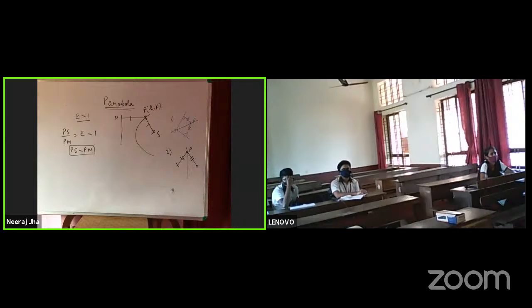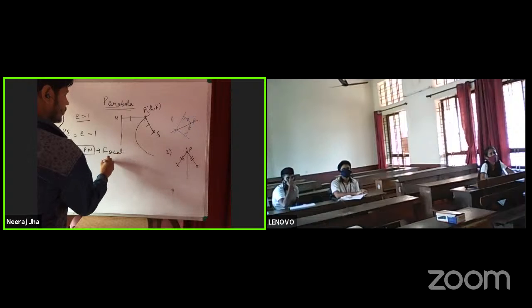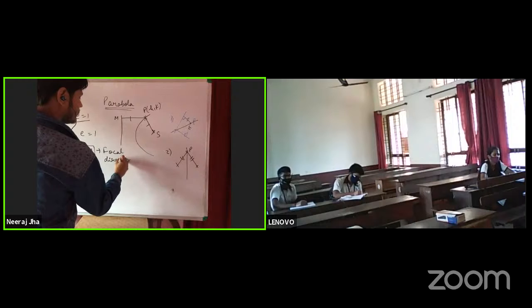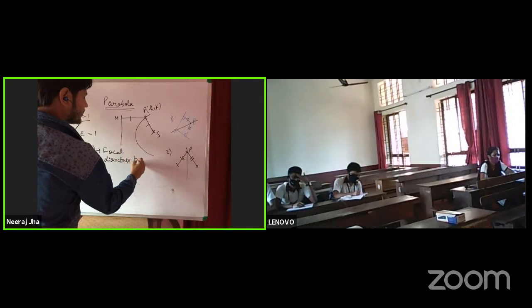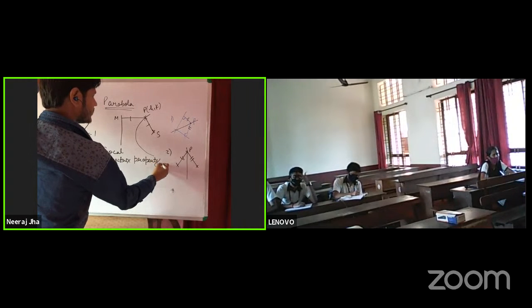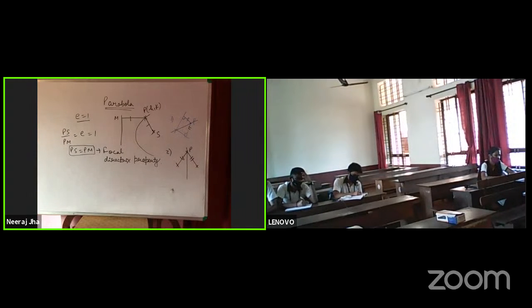Now you have a line and a point, and if these two distances are equal, you will get a parabola. This is the focal directrix property, and it is important. Okay, is there any problem now? Focal directrix property. Okay, understood?